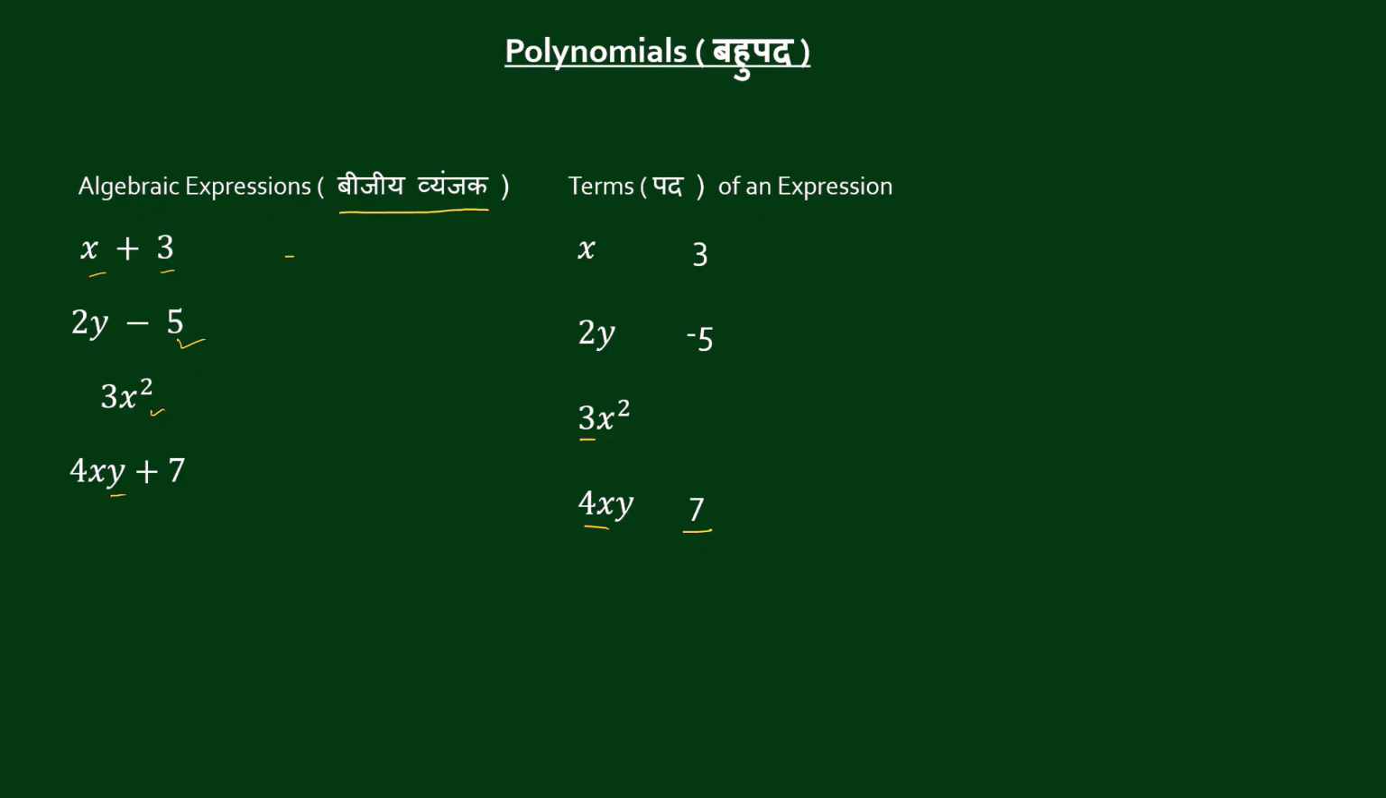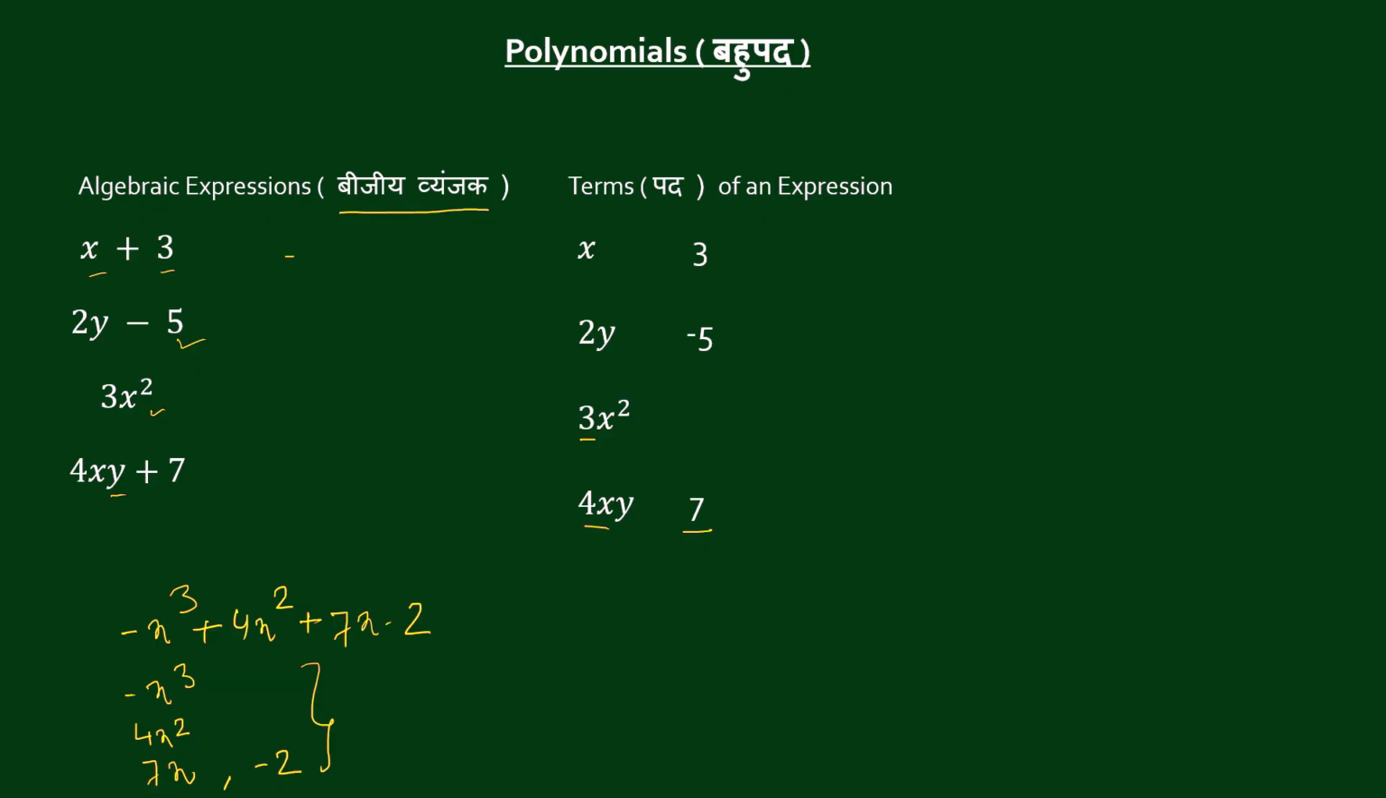Now let us take an example of another expression: minus x cube plus 4x square plus 7x minus 2. So how many terms are there? There are 4 terms in this expression. So the first term is minus x cube, the second term is 4x square, the third term is 7x and the fourth term is minus 2.